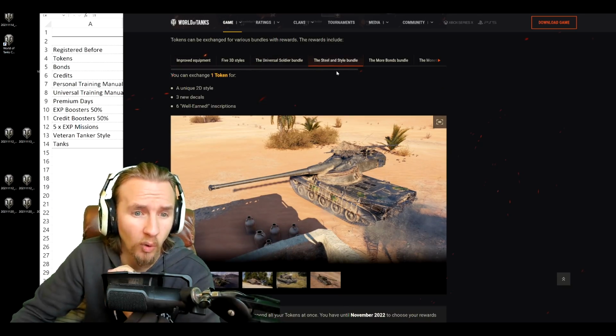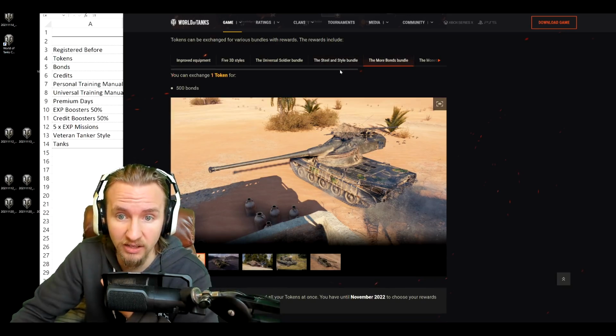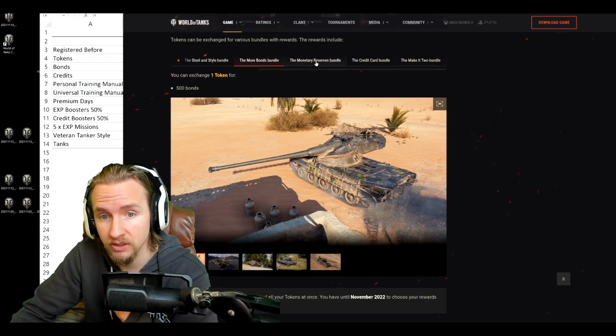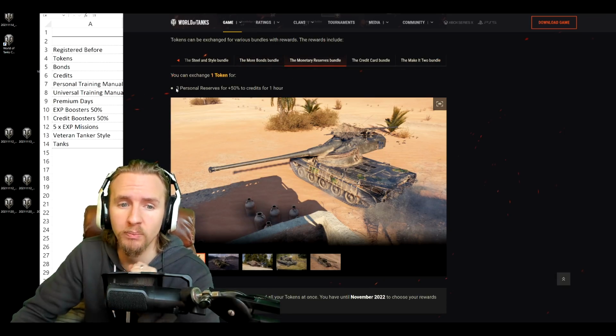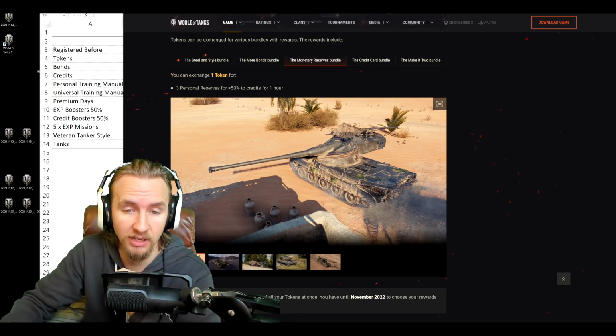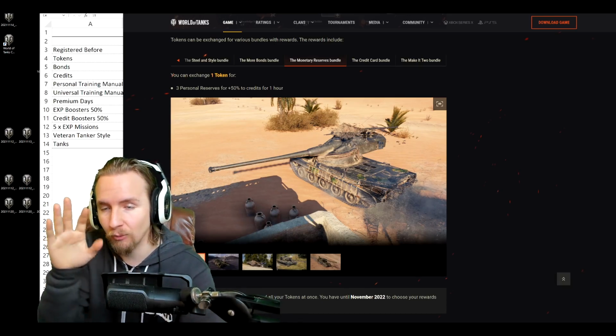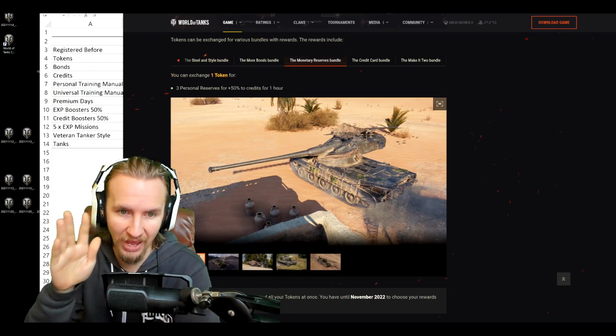You can also spend one token on a unique 2D style, some emblems, and some six well-earned inscriptions. You can change tokens for 500 bonds. You can also change one token for three personal reserves for plus 50% credits for an hour. While I know that the credit boosters are so useful, I think that's actually a bad deal.